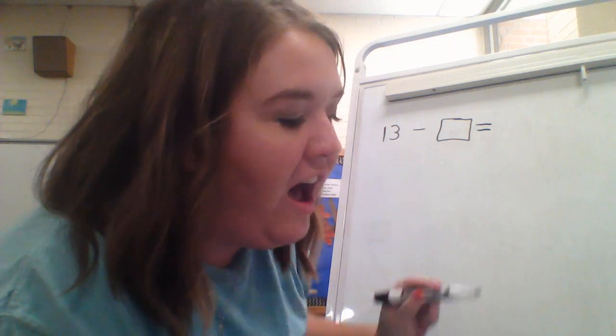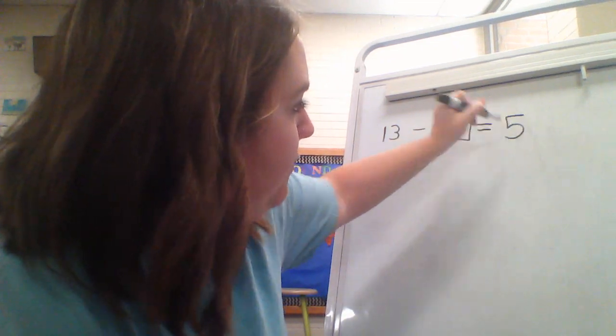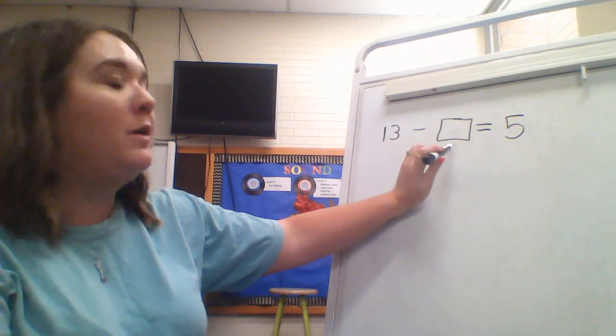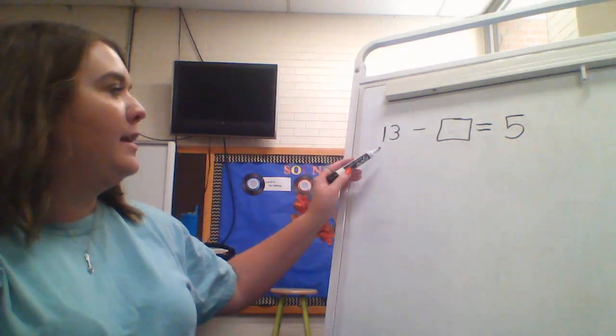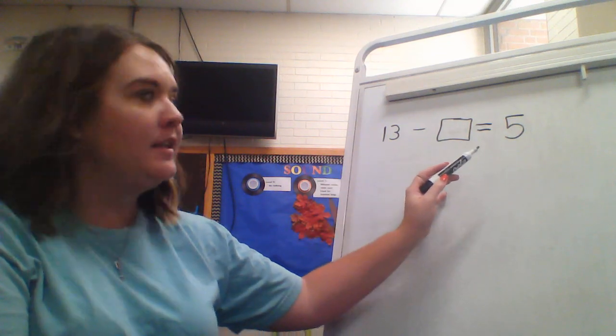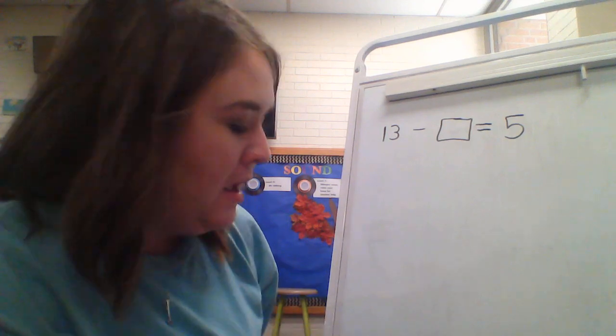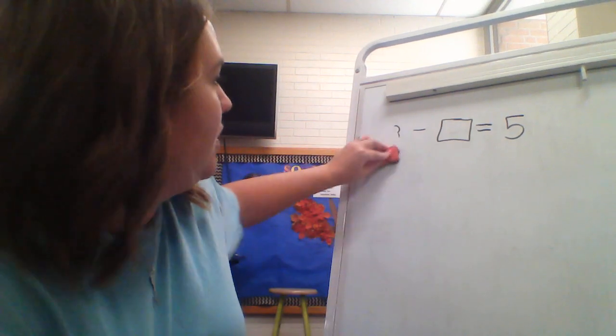Now 5 birds are at the feeder. How many birds fly away? All right, so this is when our change is unknown. Remember, we're doing something to 13 to change it to make 5, okay? So our change is what we don't know in this problem. Now let's look at one with our start being the unknown.